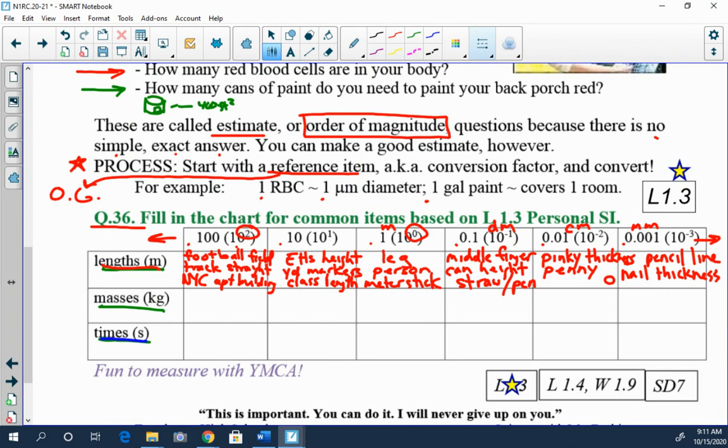And so, we could also get up to kilometers. I don't even have it listed here. Kilometers or something like miles. So kilometer is like a long walk or a few kilometers.